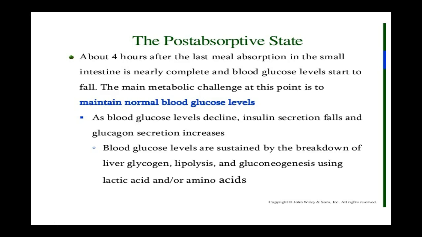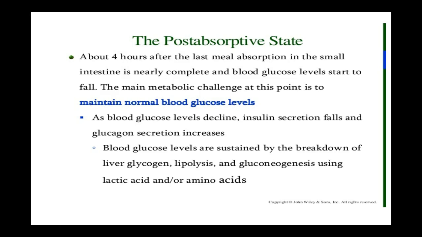absorption in the small intestine is nearly complete. I think that's a little bit short. I think it's a little bit longer than that. But maybe that is when the blood glucose levels start to fall, and you have a challenge to maintain blood glucose levels.